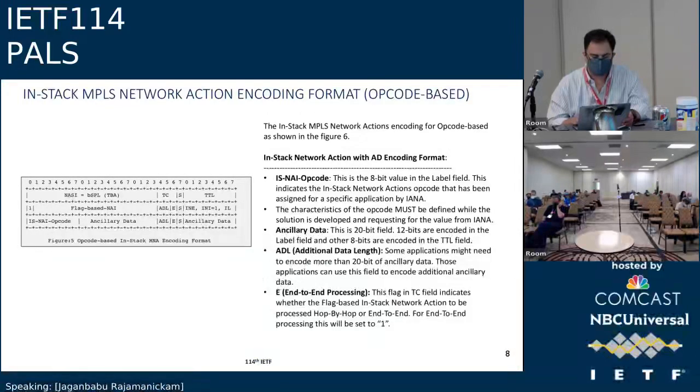This is the second part of the in-stack network action encoding, which is opcode-based. This is the kind of network action that needs an accelerator to process it. Here the third word is going to describe the opcode and ancillary data, and I'm going to describe some of that information now. The opcode approach is basically a TLV format, which is extensively used in many protocols today, and many ASICs support it today.